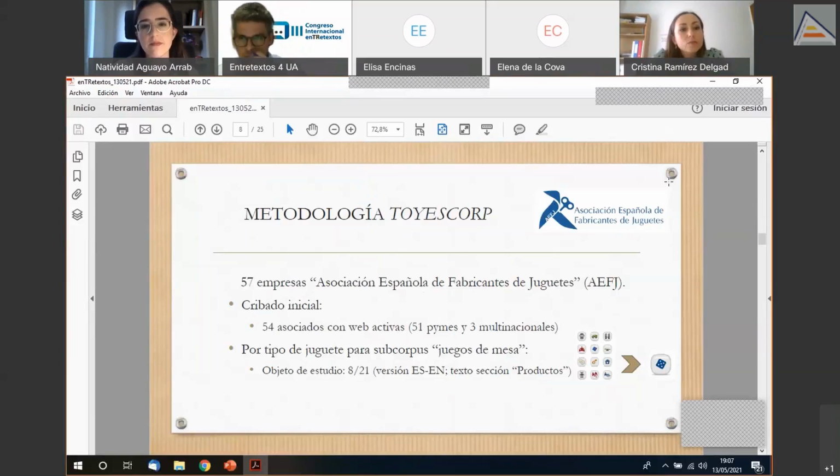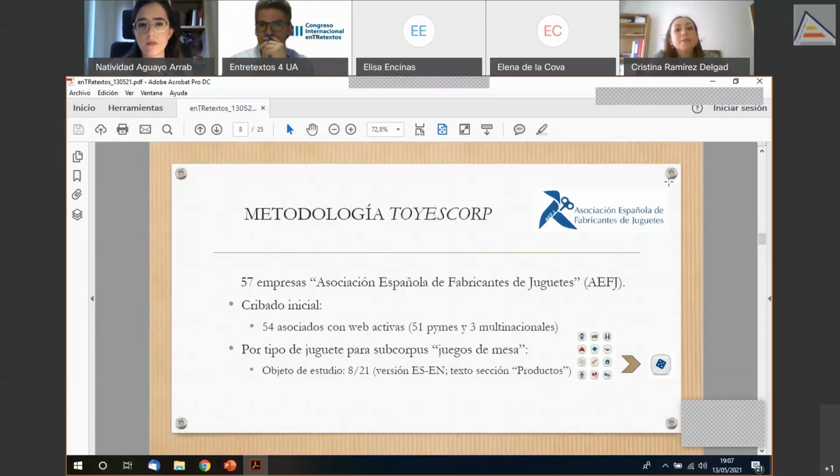Disponíamos de un listado de un total de 57 empresas que forman parte de la Asociación Española de Fabricantes de Juguetes. Pero hicimos un cribado inicial quedándonos con aquellas empresas que sí tenían un sitio web corporativo activo y disponible en Internet. De estas 57 empresas, solo 54, la gran mayoría, tenían sitio web en Internet.